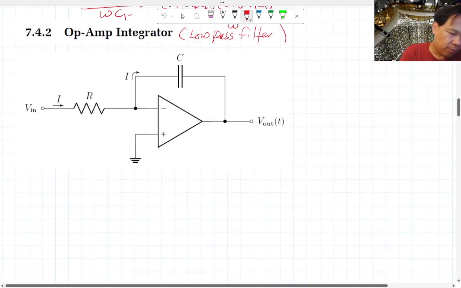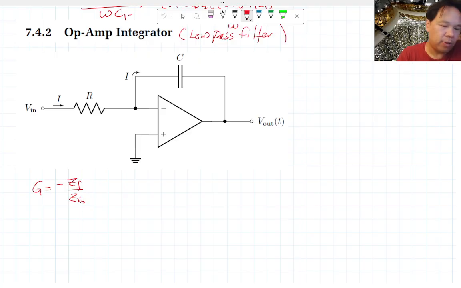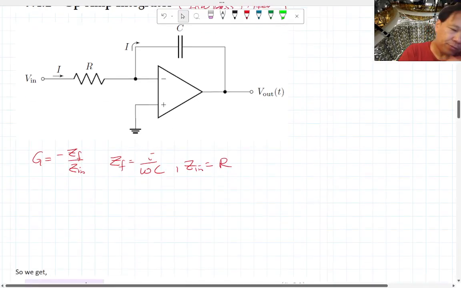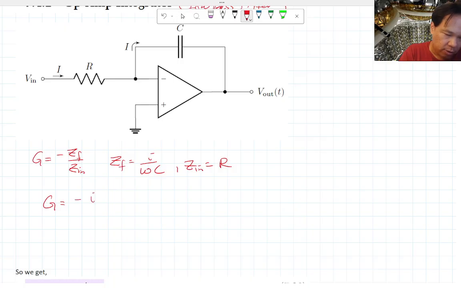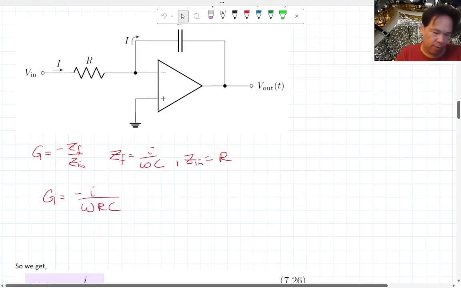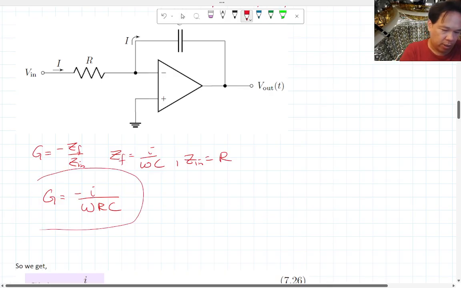I'm going to show you how to do this once again. You have ZF over Zin. That's basically what the gain of all these single current feedback loop operational amplifiers does. ZF in this case is the capacitor, 1 over j omega C. Zin is, of course, R. Taking this ratio, the gain is going to be, well, there's a negative sign in front, 1 over j omega RC.